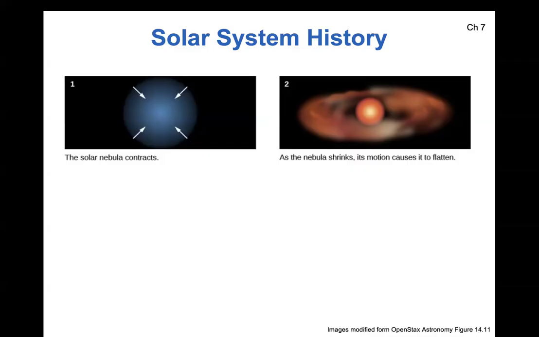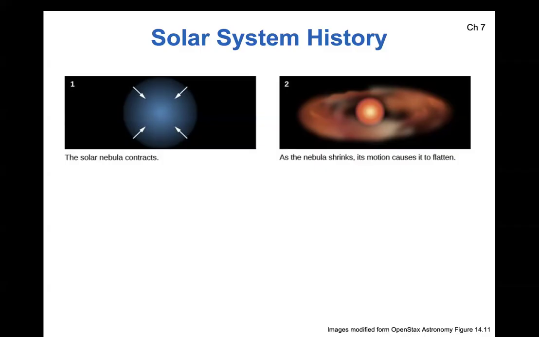And that would have been a gradual but accelerating collapse, taking hundreds of millions or even billions of years, depending on the sizes involved. And as that nebula shrunk, it also flattened and began to spin faster. And the spinning motion and the flattening are inexorably connected. As the nebula collapses, it has to spin faster due to conservation of angular momentum, and that causes it to flatten more.